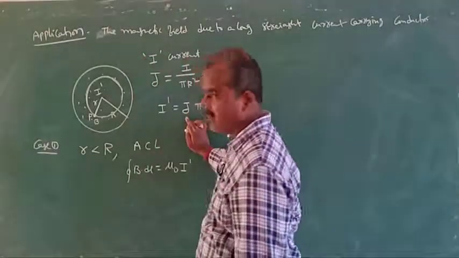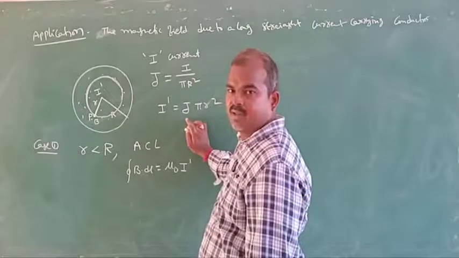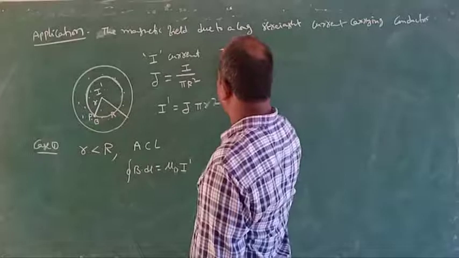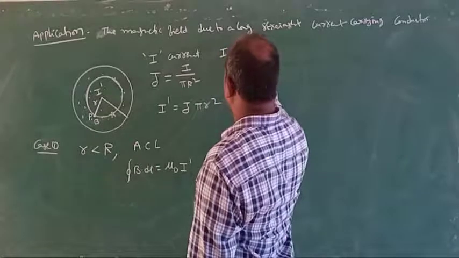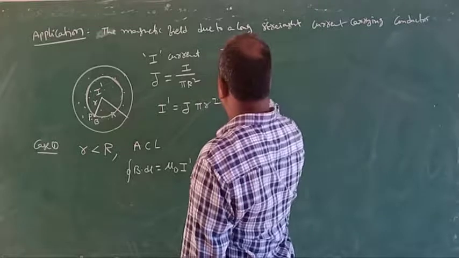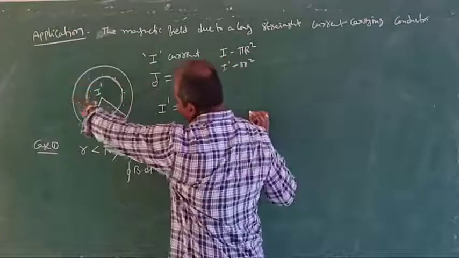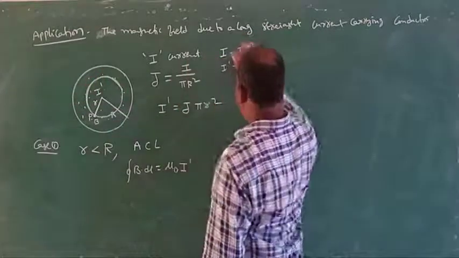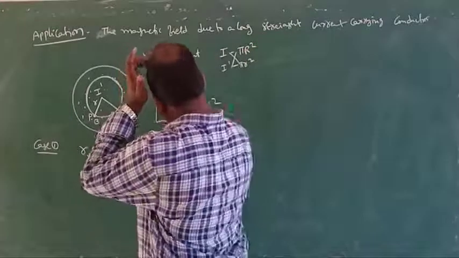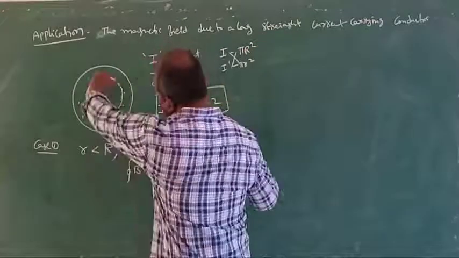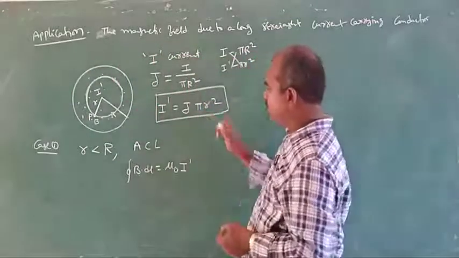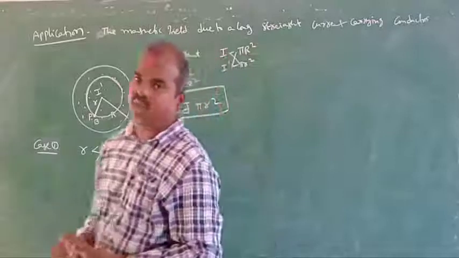J means current density. Are you clear? The I current conductor area is pi R square, but for the I dash current the area of conductor is pi small r square. Then cross multiplication we can take. Then the current in Ampere's circuit law inside is I dash, and I dash is equals to J into pi r square.